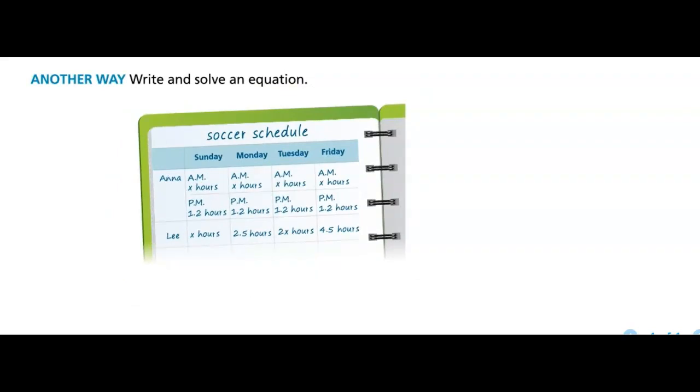Another way to find x is to write and solve an equation. Anna plays soccer x hours, plus 1 2/10 hours, each day for 4 days, for a total of 4 times the quantity x plus 1 2/10. Lee plays soccer x hours, 2 5/10 hours, 2x hours, and 4 5/10 hours. His total soccer time is the sum of these terms. The two expressions are equal because Anna and Lee play the same amount of soccer during the week.